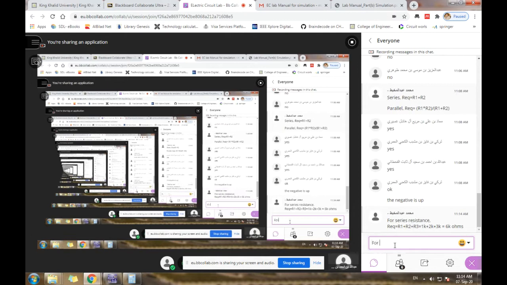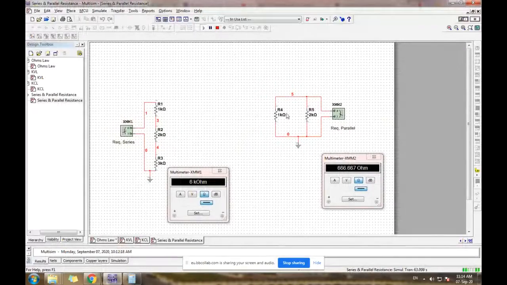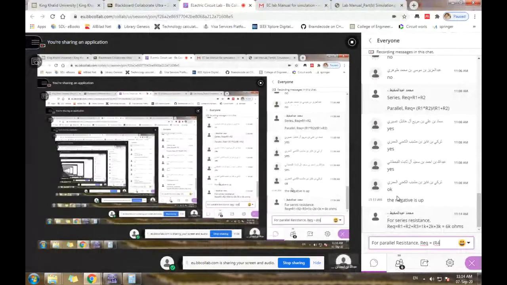This is for series. For parallel resistance, as per the formula, what is the R equivalent? It is equal to R4, because in the circuit we are using R4 and R5. So we will use R4 multiplied with R5 over R4 plus R5. Yes, brothers. So how much will it be? R4 is how much? 1 kilo multiplied with 2 kilo, over 1 kilo plus 2 kilo.